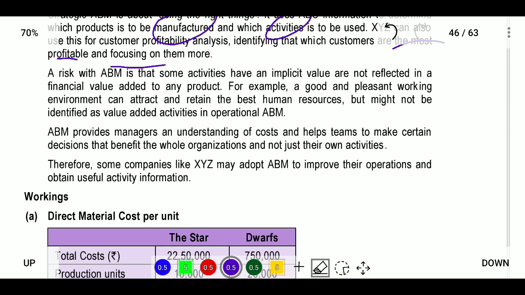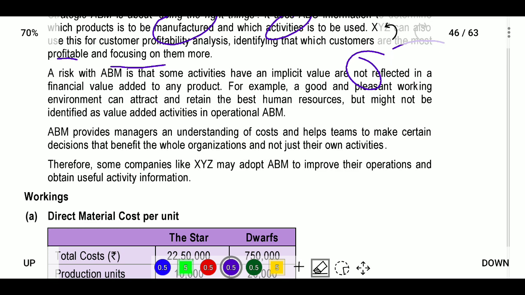The risk of ABM is that some activities have an implicit value that is not reflected. What is the risk? They will not reflect some financial value added to any product. They will not add any value-added activity directly. For example, a good and pleasant working environment can attract and retain the best human resources, but might not be identified as a value-added activity in operational ABM. If you add that cost to your product, then the customers will not come. They will see the product cost only.